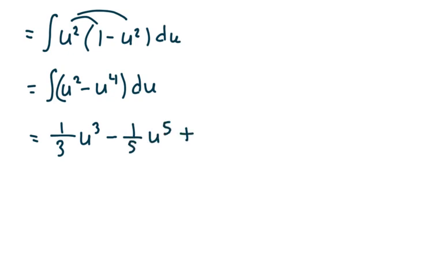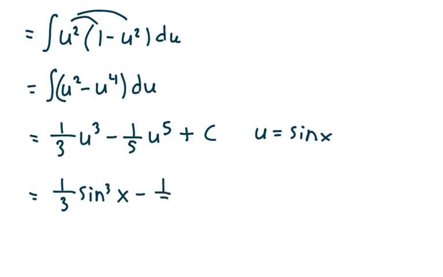I just distributed the u squared inside, which gives 1/3 u to the third minus 1/5 u to the fifth plus c. But remember that u is sine of x. So this is 1/3 sine cubed x minus 1/5 sine to the fifth x plus c. That's how we do example 1.